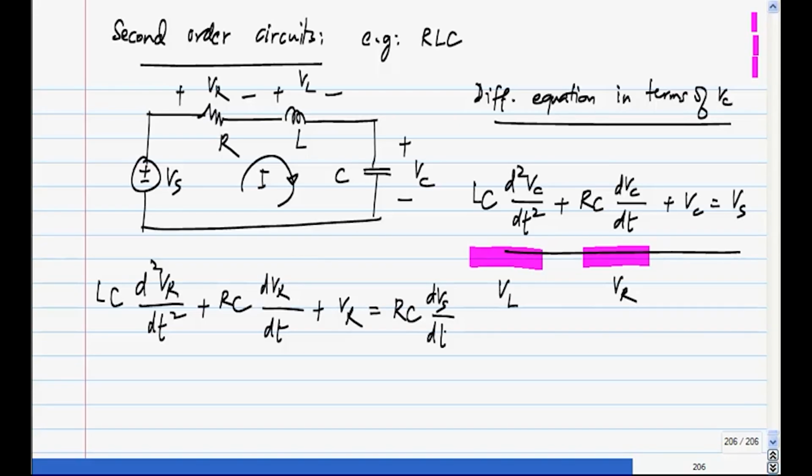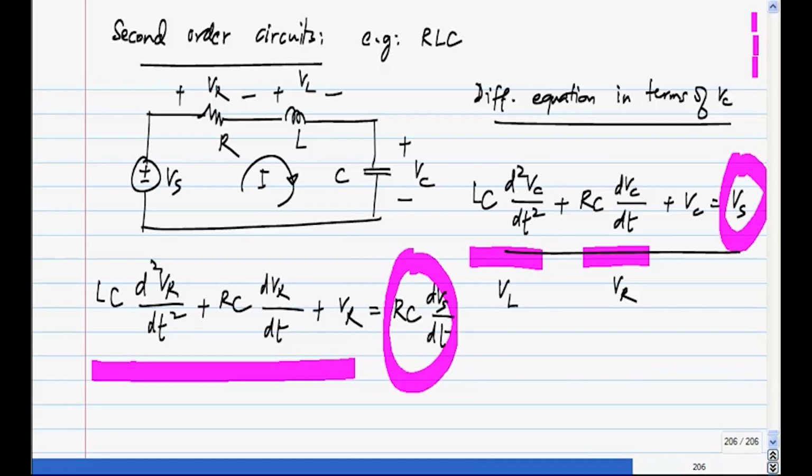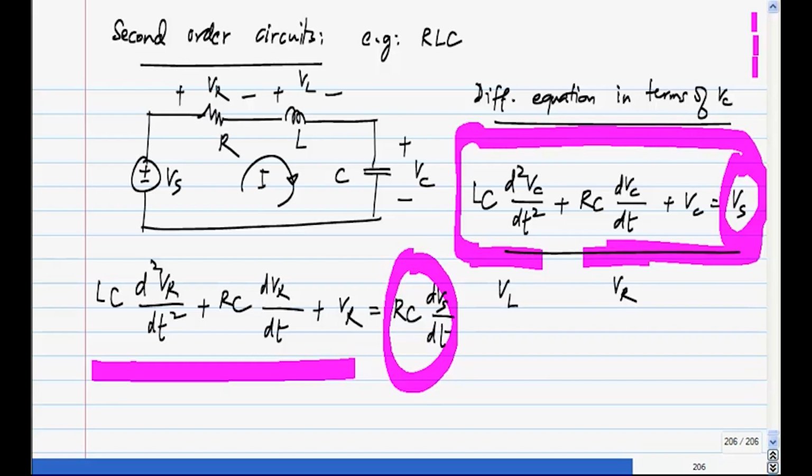As usual, you get the same homogeneous part of the equation. It's only the right hand side that is changed. And if you try it with VL, you will again get the exact same thing. That is, the left part of the differential equation is the same, and the right hand side will be different. So what it means, of course, is that the natural response will have the same form for any quantity in the circuit. You can also write it in terms of I, which is also very easy. I is simply VR divided by R. So you just divide this by R and you will get the differential equation in terms of I. So this is the differential equation governing the circuit.